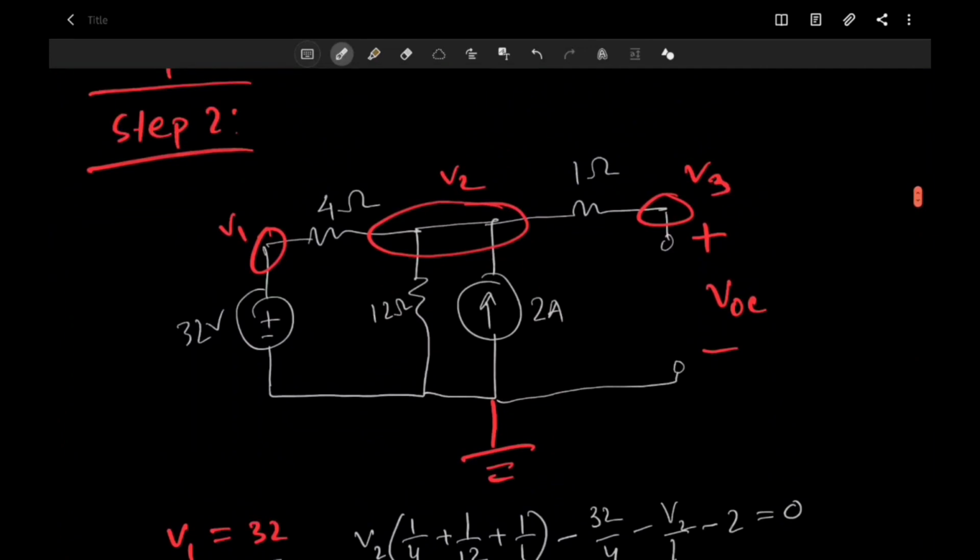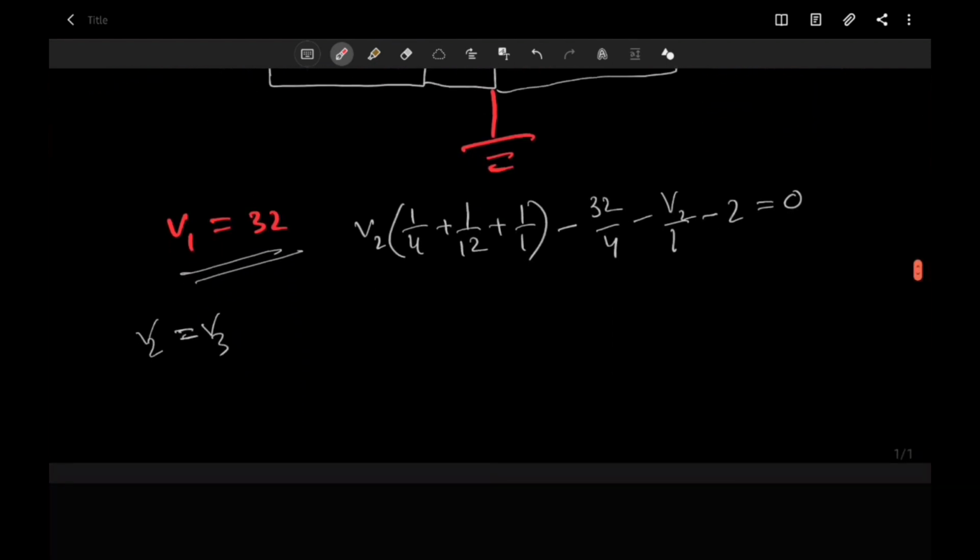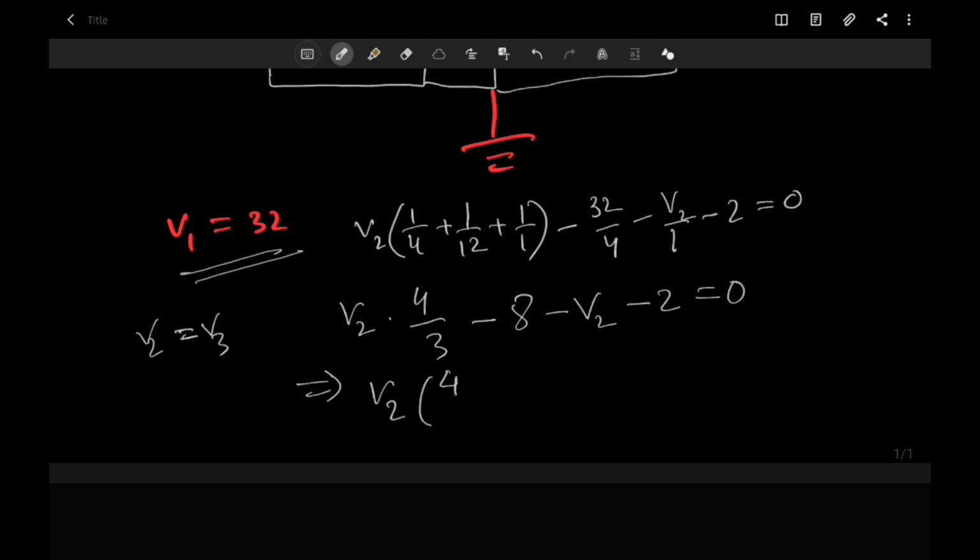Okay, so I should mention why we are doing this. Well, VOC equals V3 minus 0, right? So V3, V2, VOC, they are all the same. Okay, so if we add up 1/4 plus 1/12 plus 1/1, we get V2 times (3 plus 1 plus 12) over 12, so 16/12, which is 4/3, minus 32/4 is 8, minus V2/1, so just V2, minus 2, and we have here V2 times (4/3 minus 1).